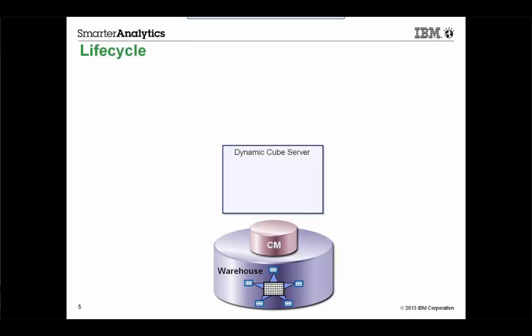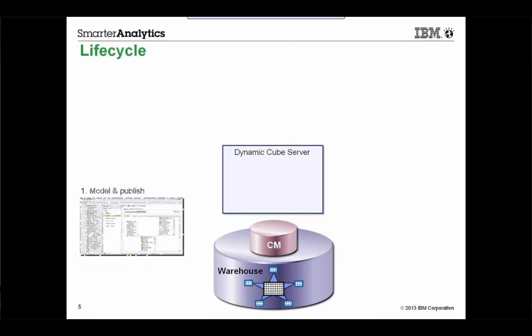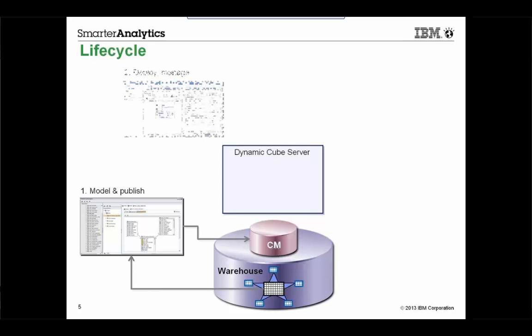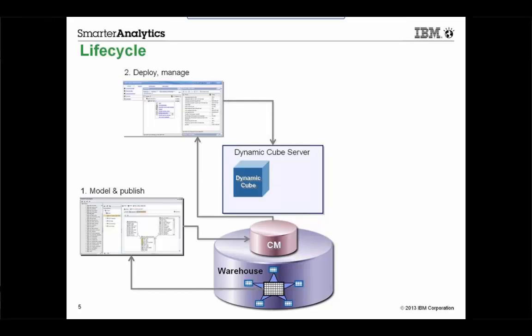Okay, so I'm going to talk quickly about the life cycle of a Dynamic Cube. Starting with your warehouse and your data in a star or snowflake schema, you use the Cube Designer tool to model and publish your cube. You would publish the cube definition out to the content store. Then you would go into Cognos Administration, where you would manage the running instance of the cube, start it up, which would then start up that running instance of the cube inside the Dynamic Cube server, which is running within the query service.